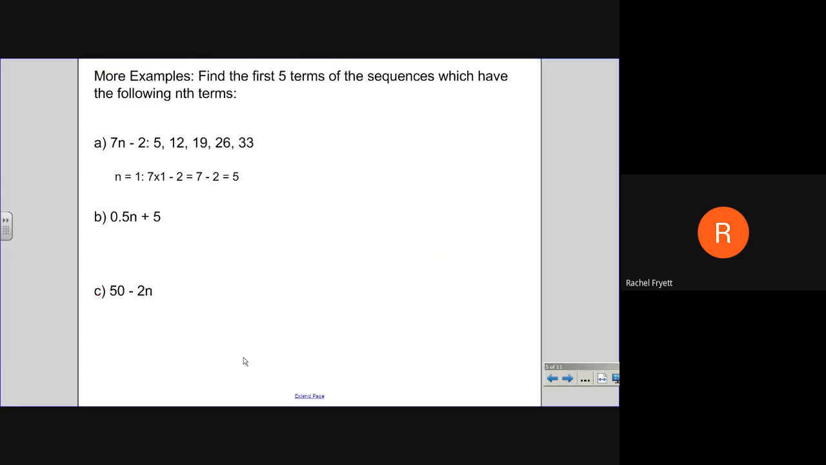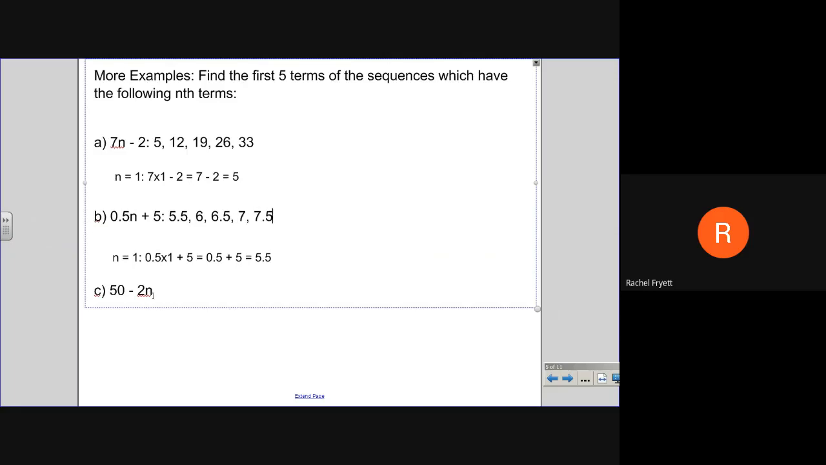Okay. So we'll look at the next one with a decimal. So I'm going to do the same thing to start with. N equals 1. I'm going to do 0.5 times 1, and then I'm going to add 5. So 0.5 times 1 is 0.5. Add 5 is 5.5. I'm going to start with 5.5, and I'm going to add this. So adding 0.5 is 6. Adding 0.5 is 6.5. Adding 0.5 is 7. Adding 0.5 is 7.5.